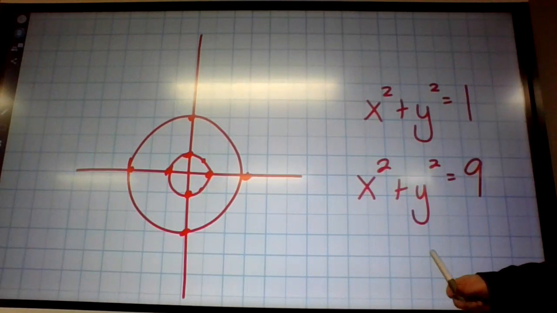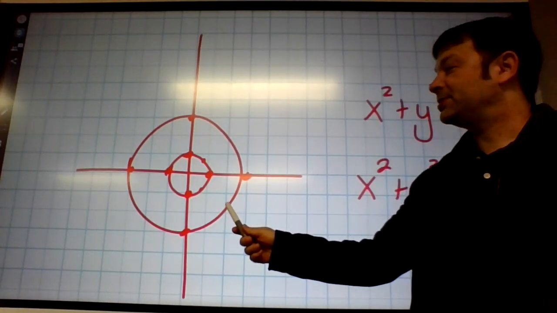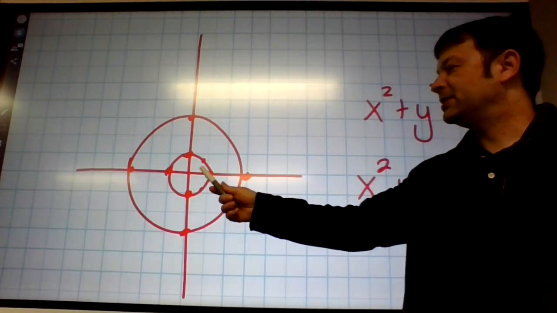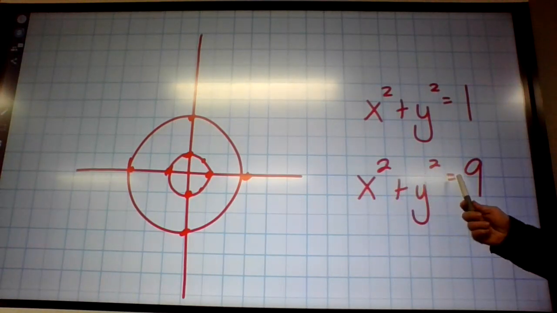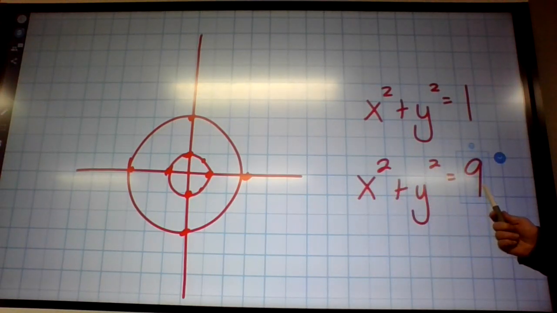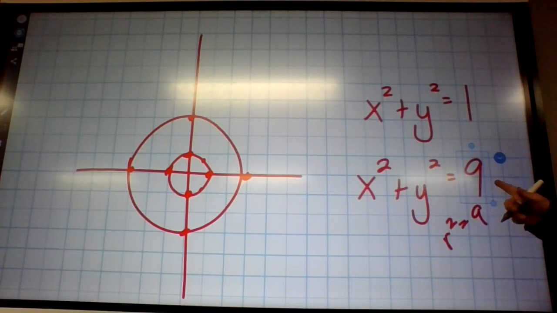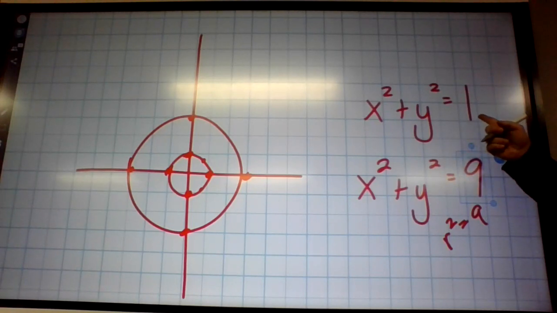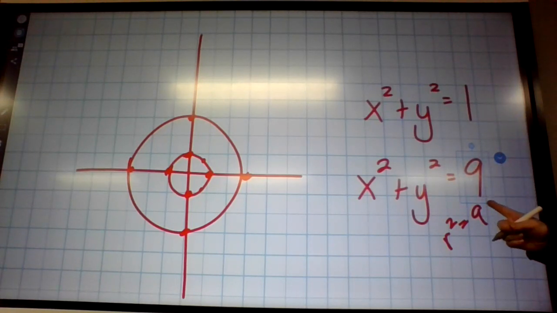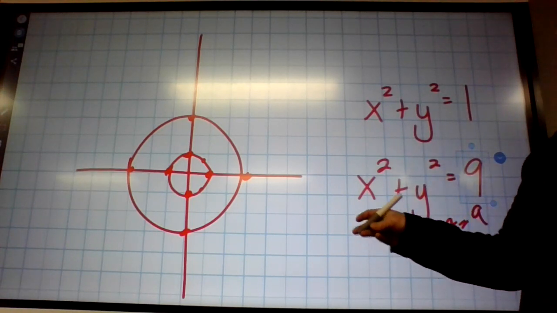Okay, so what is the radius of this circle that I just drew? 3. So how is the radius related to that number? It's the square root of it. Right. Or you could say the radius squared equals that number. The square root of this number gives us the radius. Square root of 1 is 1, so that doesn't really help. But square root of 9 is 3. 3 is the radius. What is the center of this circle?